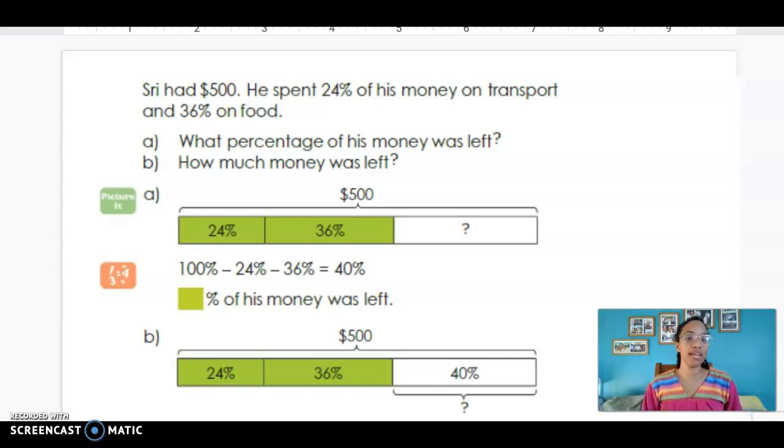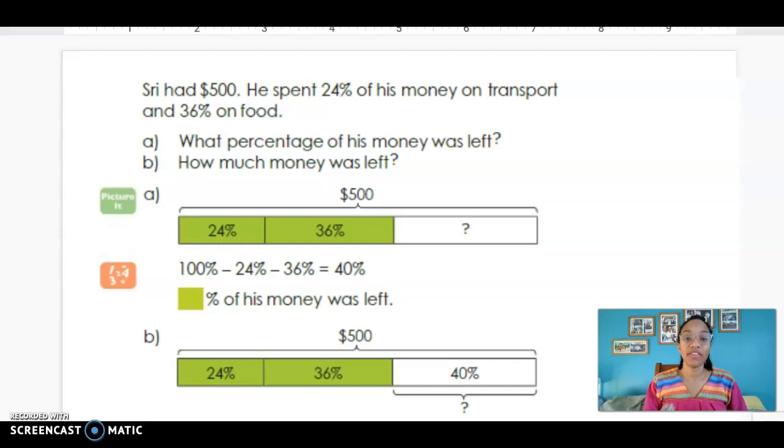I know some of you are thinking, but couldn't I add 24% and 36% first to get 60% and then subtract 60% from 100? Yes, you absolutely can. That's the great thing about a bar model. The bar model shows us that we have a total and we're trying to get rid of 2 parts to find the other part. But you can do that in any method that makes sense.